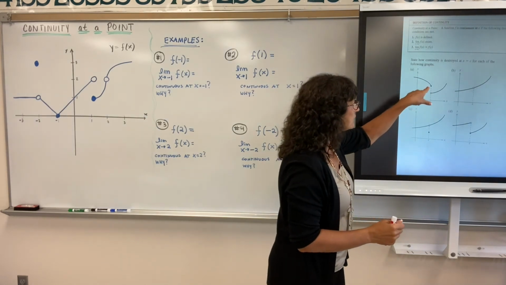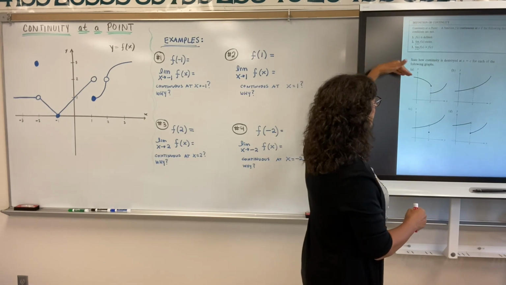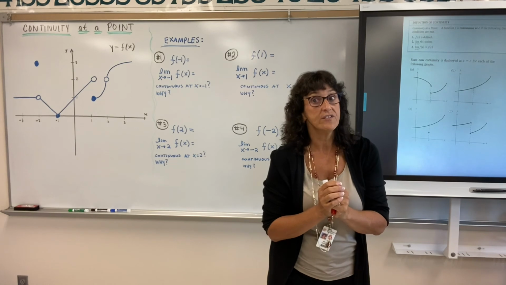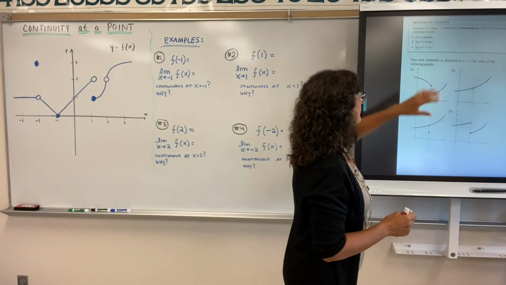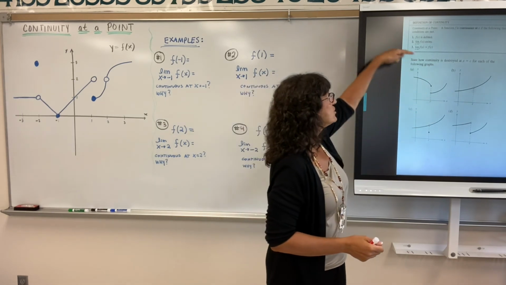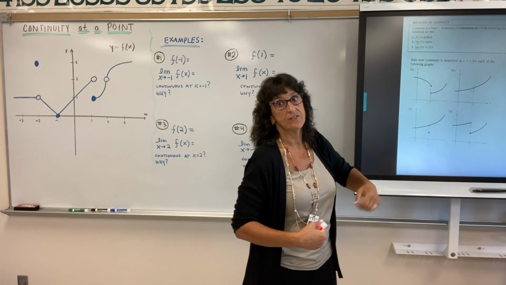So we have the function value, condition one is met. Do we have a limit? As you approach from the left and the right, you see they're not going to the same place. The limit does not exist here. So is this a continuous function? No, it's not. Why is it not a continuous function? Because the limit, condition two, is not met. The limit does not exist.